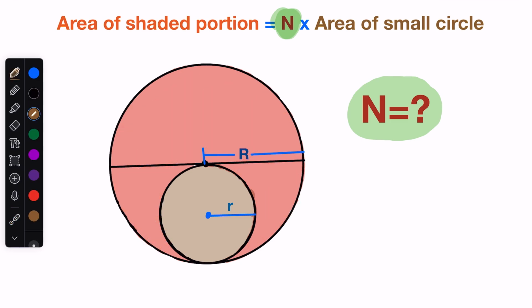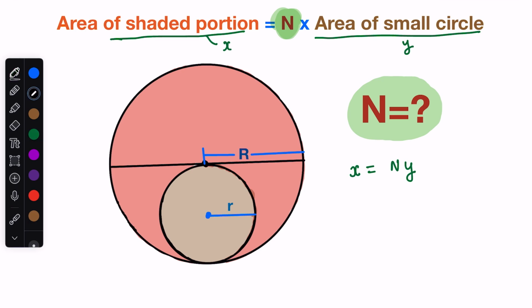So let's say we are calling this shaded portion to be x and area of a small circle to be y. Then our equation will become x is equal to n times y.